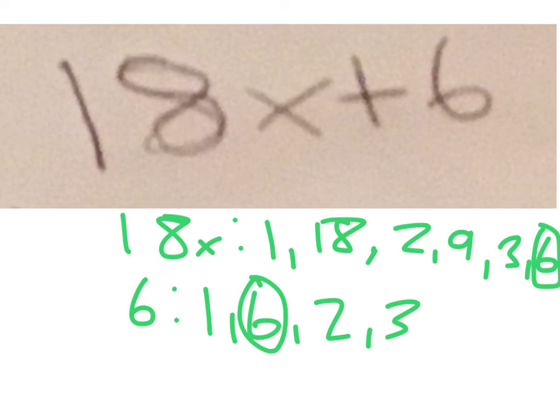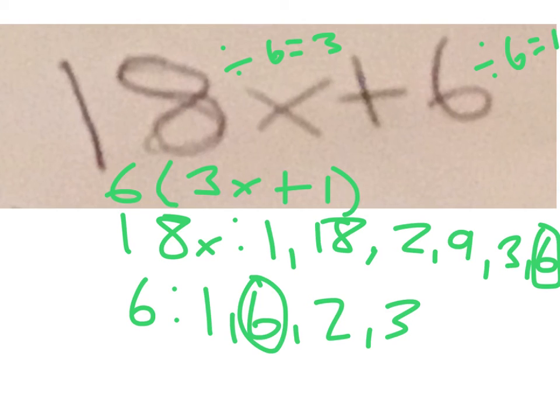So what we do is we have 6 on the outside, and divide 18 by 6, which would equal 3. So it'd be 3x plus 6 divided by 6, which is 1. So the answer would be 6 times 3x plus 1.